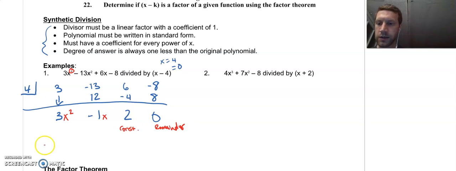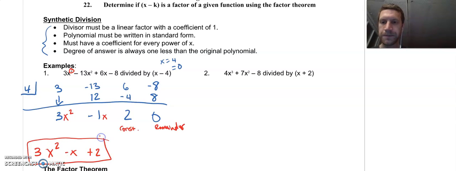Okay, so here's how we write this. 3x squared minus x plus 2, and I don't have a remainder. Okay, there was no remainder. Okay, let's do this one.